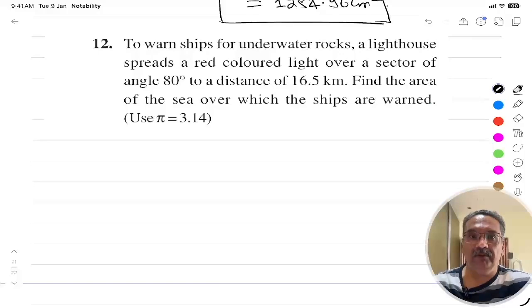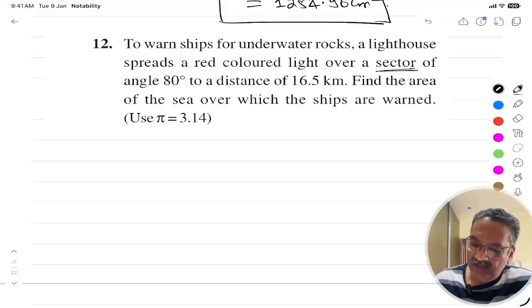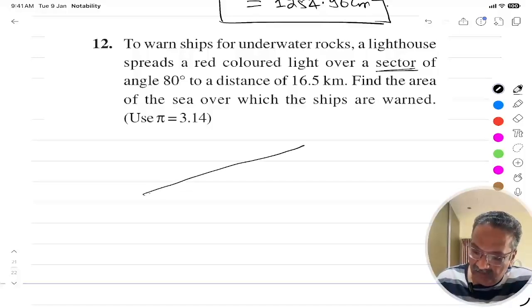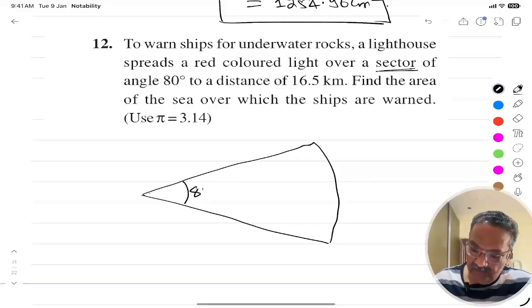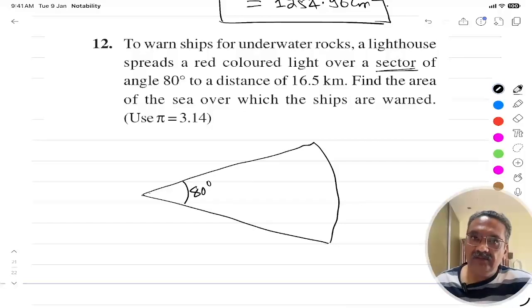Okay, question number 12. To warn ships of underwater rocks, a lighthouse spreads a red colored light over a sector. They already told it is a sector, of angle 80 degrees. So see, there is a lighthouse, it is spreading a red light like this, over a sector of angle 80 degrees, to a distance of 16.5 kilometers. Find the area of the sea over which it is warning.